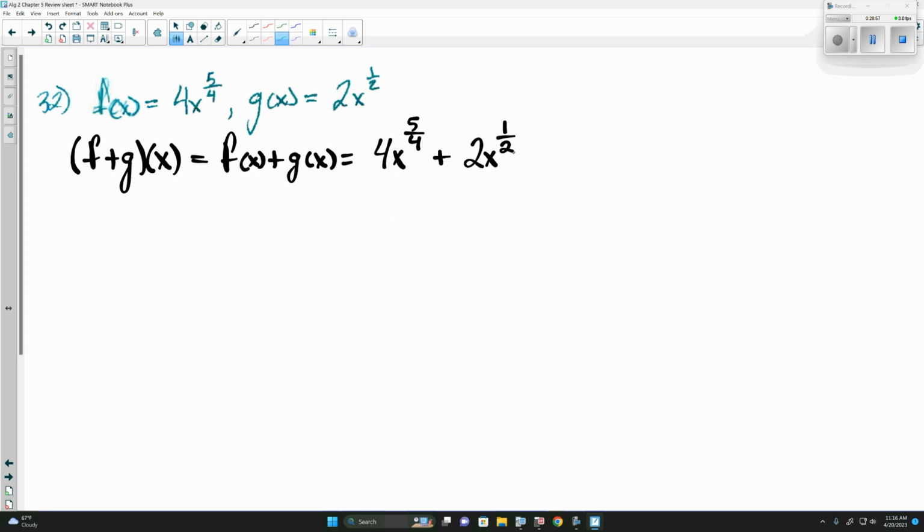Is x to the 5/4 the same as x to the 1/2? Are they like terms? No, so can we combine these two? No, so the final answer is this here. So that is f plus g of x.